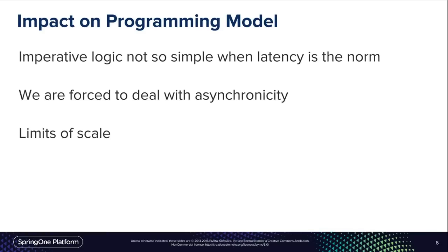But when we have to make asynchronous calls, even within this model, let's say we use an asynchronous HTTP client. We make a call and then we're called back when the results are available. Well, the more of that we are forced to do, the more we have to deal with asynchronicity no matter what. So even imperative logic is no longer simple, as we have to deal with more and more asynchronicity and more latency. In addition to that, and this is something we've already known for a long time, there are limits of scale in what you can do with imperative style logic.